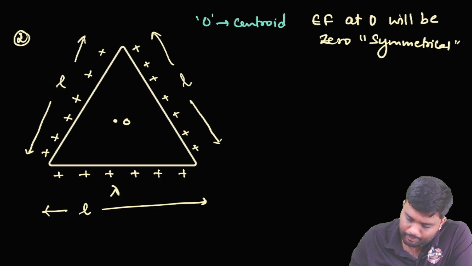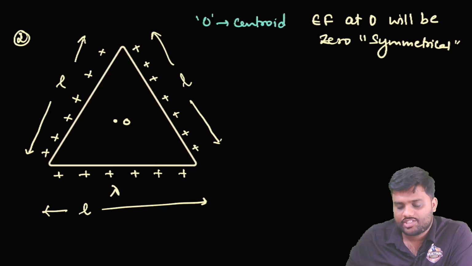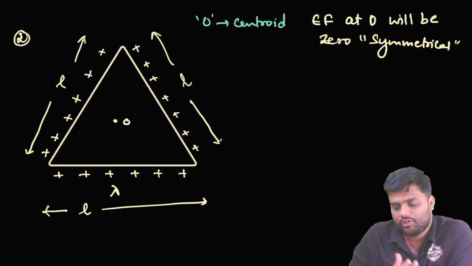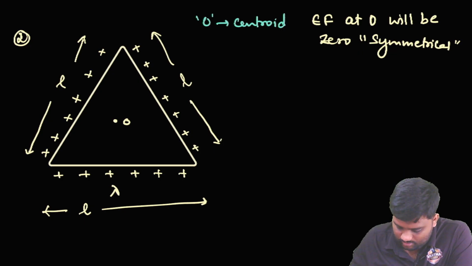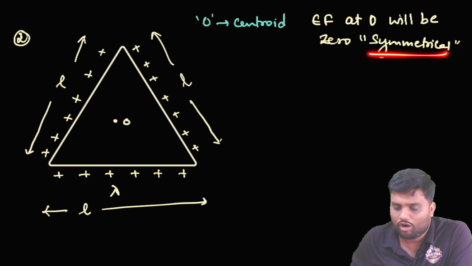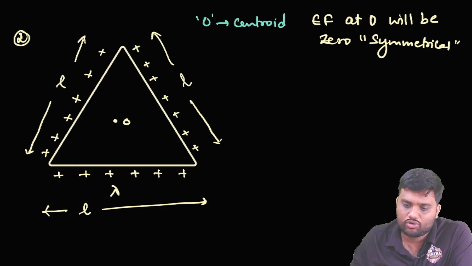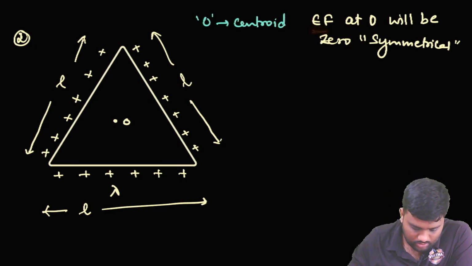If there is a symmetrical condition, if you find symmetrical objects, for that the electric field at the particular point O is going to be 0, right?